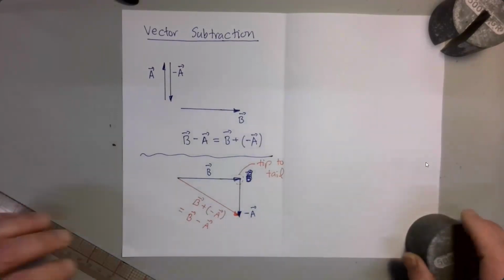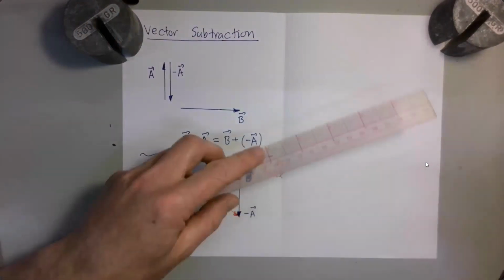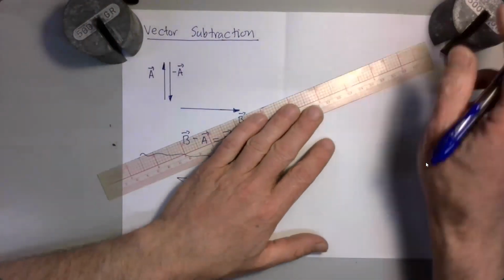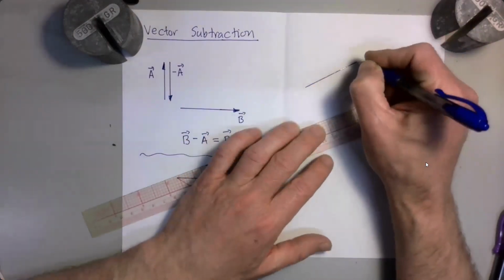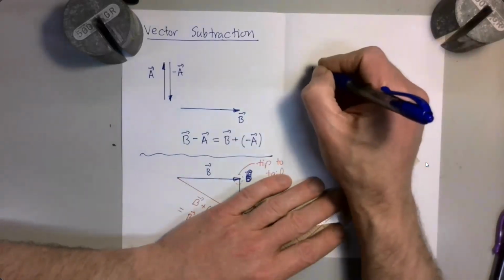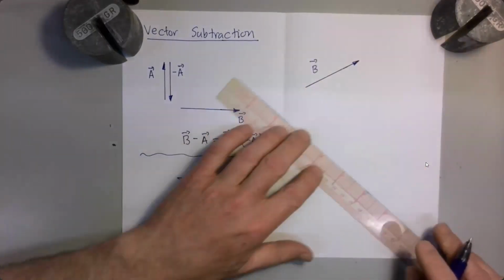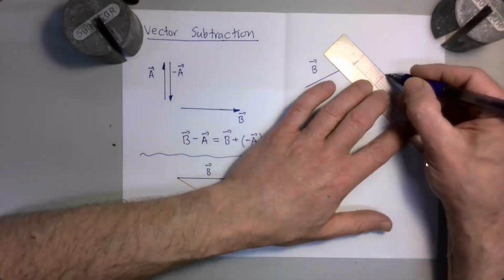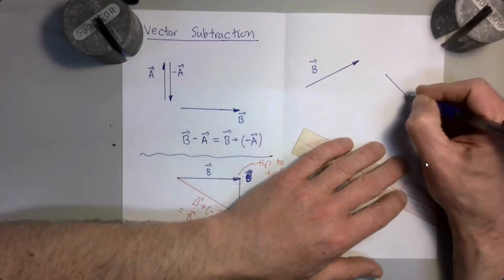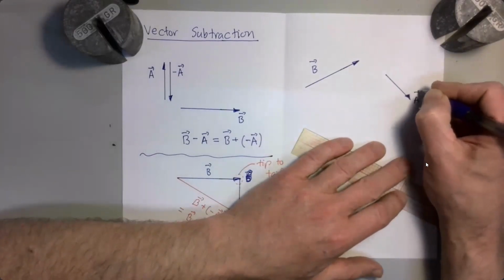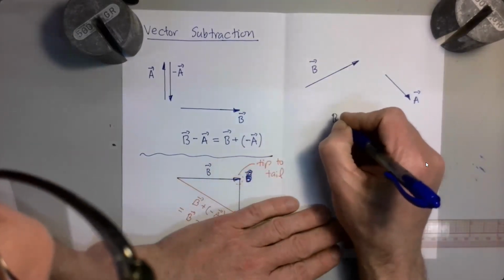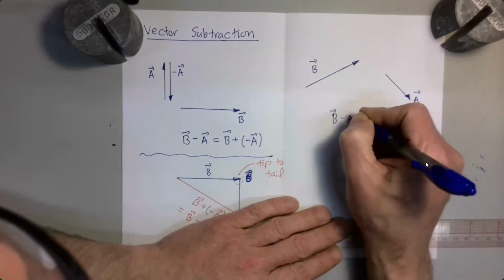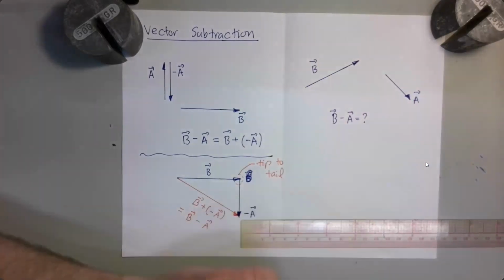Let's go to a second example so that you can try this on your own. I'm going to draw two different vectors here, B and A. Let's say that in this second example, vector B looks like so, and vector A like so. Now pause the video and see if you can construct on your own vector B minus vector A. When you think you have it, you can continue the video.